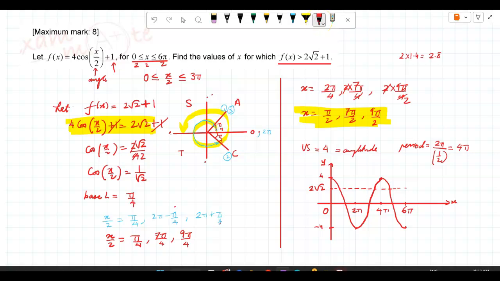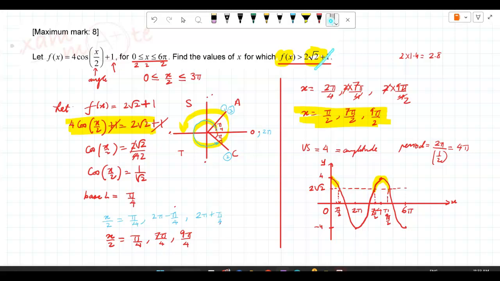So we know this value is what? pi by 2. This value is what? 7 pi by 2. And this value is what? 9 pi by 2. Now you have to see what fits within it, where the function is above this line. The function is above the line from here to here, and here and here. Are you following that?